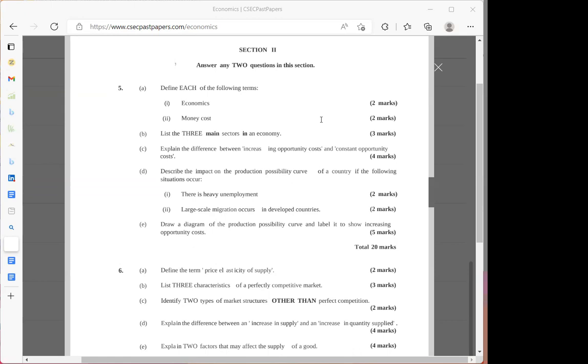What are the three main sectors in an economy? Again, it's an easy question. Let's not waste time. Primary, secondary, tertiary. Explain the difference between increasing opportunity costs and constant opportunity costs. This is where I'll throw it back to you and let you answer this for me. Right? I would personally throw in a diagram to aid my discussion, but it's just me. Let me hear what you have to say. Maybe the diagram can confuse you even more, but let me hear what you have to say for this one.